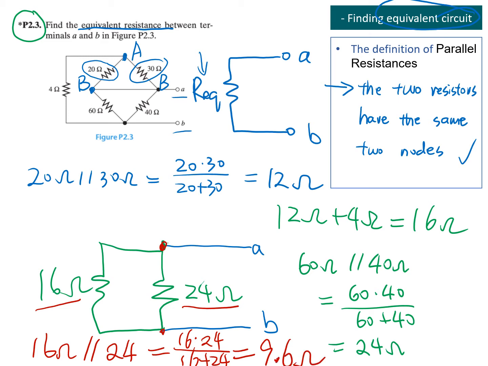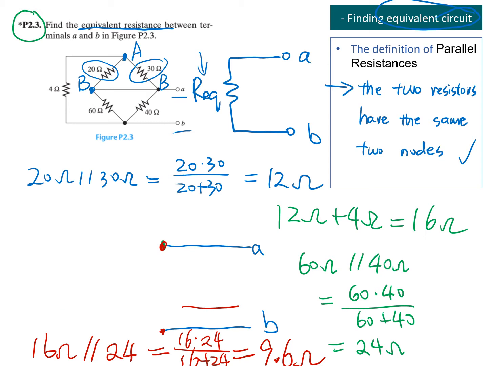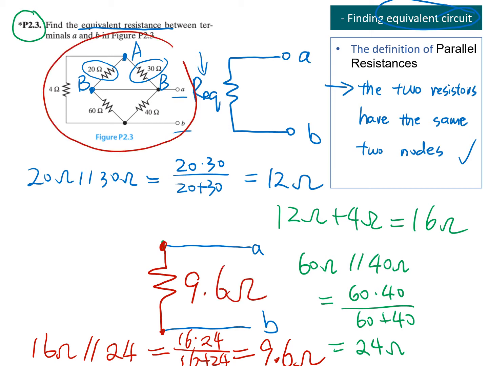So finally, we can simplify the circuit as a Req is equal to 9.6 ohm. So this complex network can be simplified to this simple one resistor network, and Req is equal to 9.6 ohm.